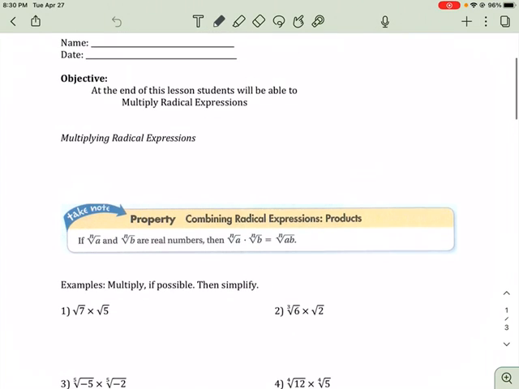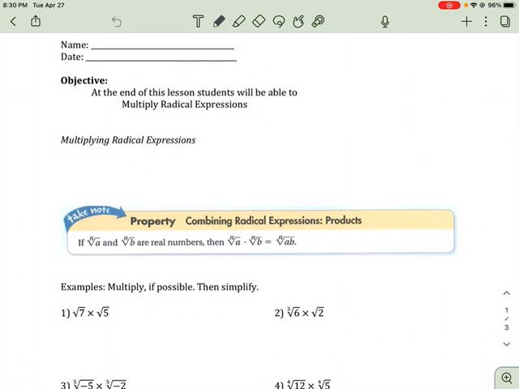Hi everyone. So today we're going to work on multiplying radical expressions. Basically what we're going to try and do is multiply square roots and cube roots and things. And how do we simplify it? How do we break it down to its simplest form?